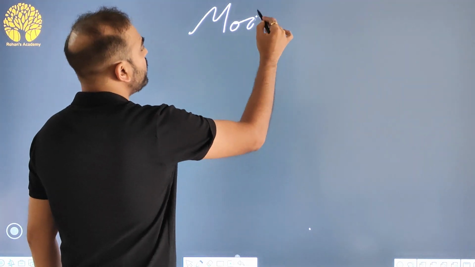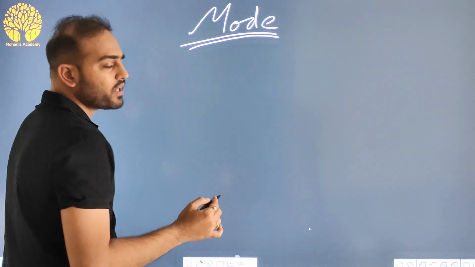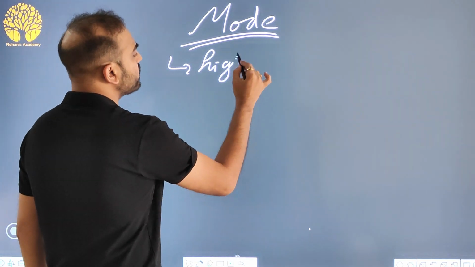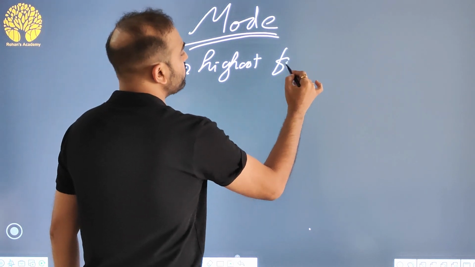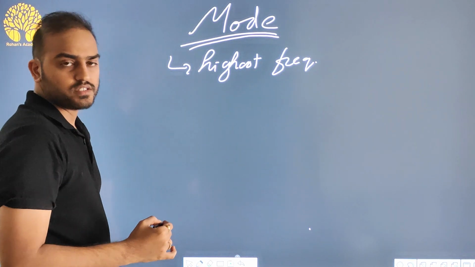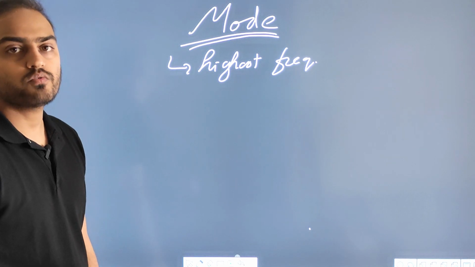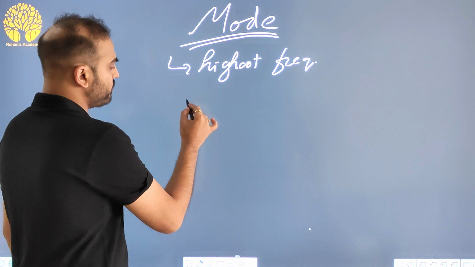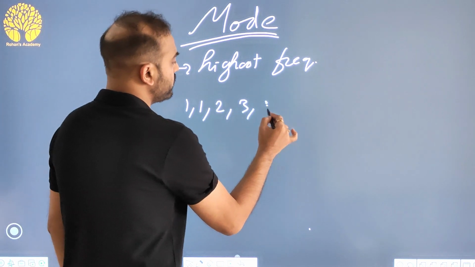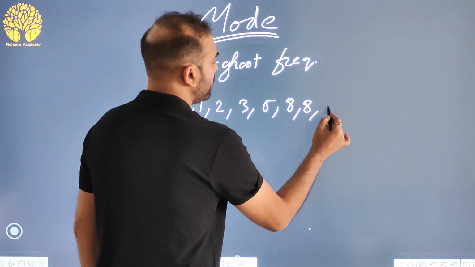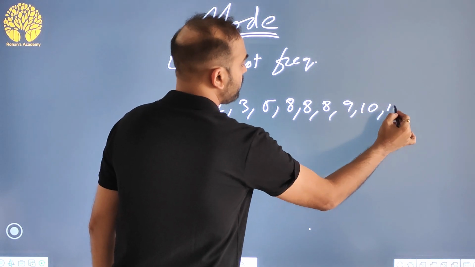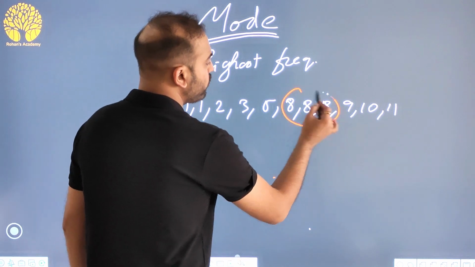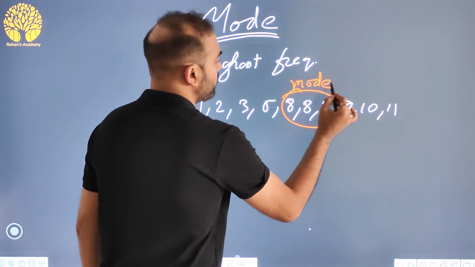Moving on to the next point, that is mode. Mode is simple, it's the easiest of all. It's simply the one that occurs the most, so the value which has the highest frequency. For example, the data we took: 1, 1, 2, 3, 5, 8, 8, 8, 9, 10, 11. In this data set, if you see, the mode is 8.